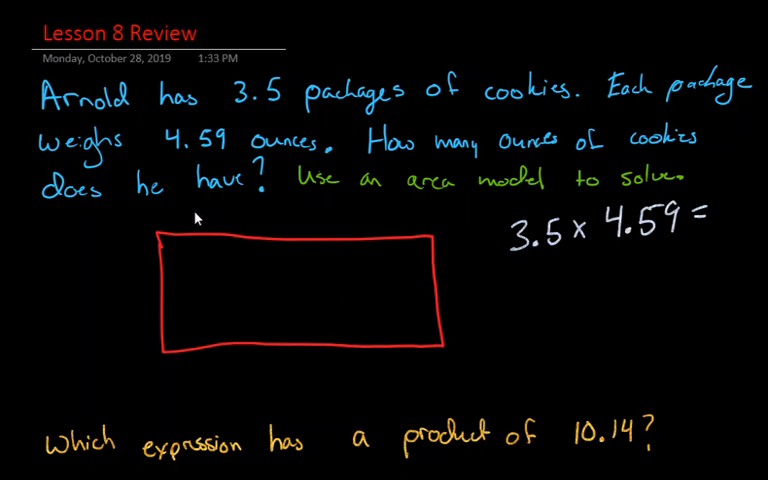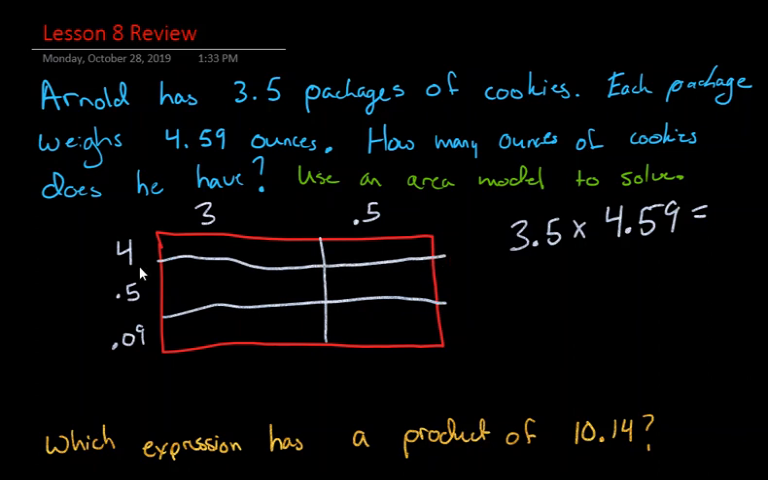So across the top, I'm going to have 3, and then I'm going to have 5/10. And then on the sides, I'm going to have 4, I'm going to have 5/10, and I'm going to have 9/100ths. I'm going to split that. Remember, guys, this isn't going to look perfect. I'm using the pen. Sometimes it doesn't draw straight.